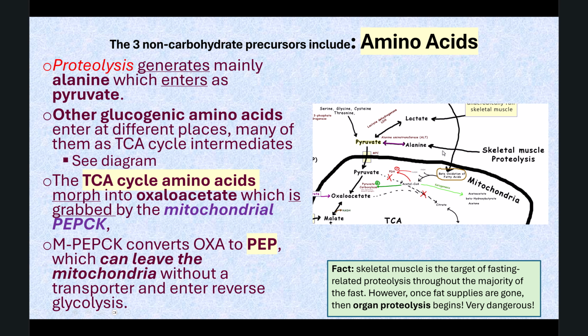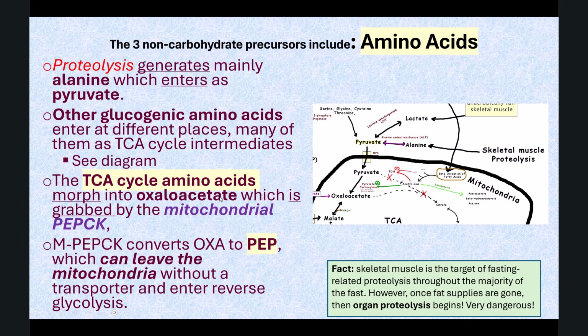Okay, there are other glycogenic amino acids. Glycogenic means they can go through gluconeogenesis, like serine, glycine, cysteine, threonine. They can also morph into pyruvate as well, and we won't worry about the enzymes that get them there. So pyruvate is a pretty popular starting molecule for gluconeogenesis.